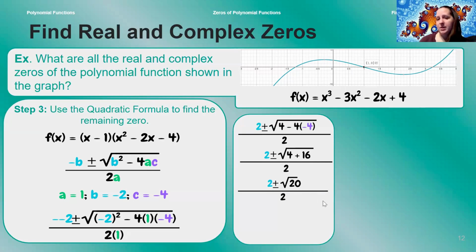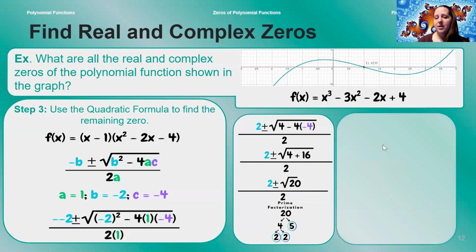So now I want to figure out if I can simplify the square root of 20. 20 is not a perfect square, so I'm going to go ahead and use prime factorization to figure out if there's anything I can take out of this square root. So 20 breaks down into 4 times 5. 4 breaks down into 2 times 2. 2 and 5 are prime numbers. I have a set of 2's, so they can come out of my square root.